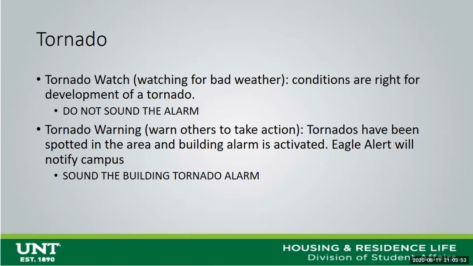The other is a tornado warning. This is when we warn others to take action. Tornadoes have been spotted in the area and the building alarm, specifically the tornado alarm, is activated. Eagle Alert will notify campus. You will most likely get an Eagle Alert on your cell phone, on the front desk phone, on the front desk computer. All of the Eagle Alerts will be going off at the same time. This is the time to sound the building alarm.